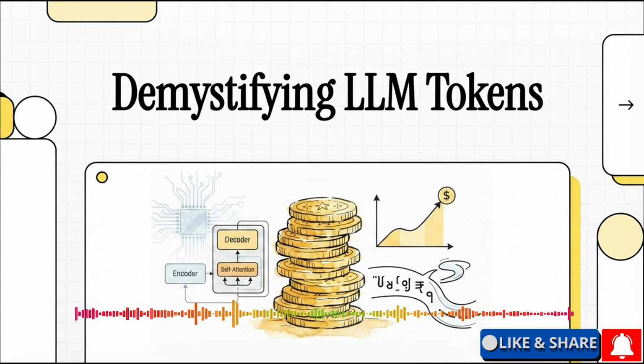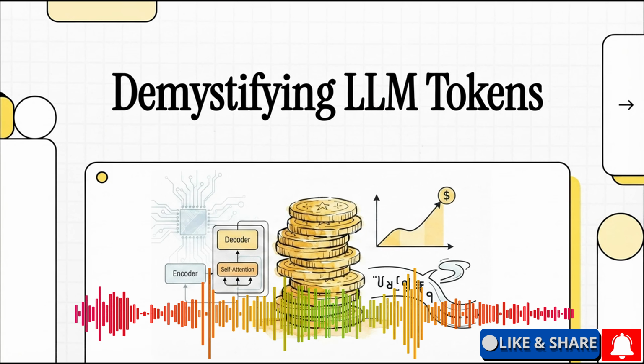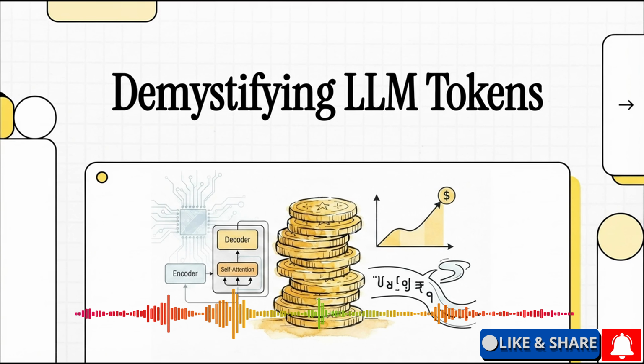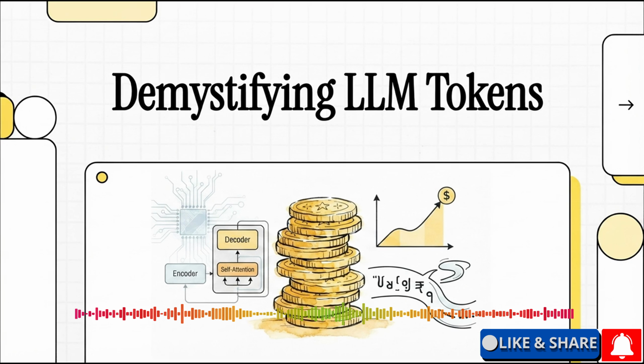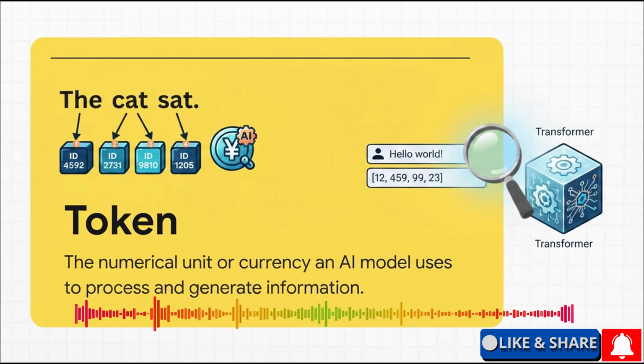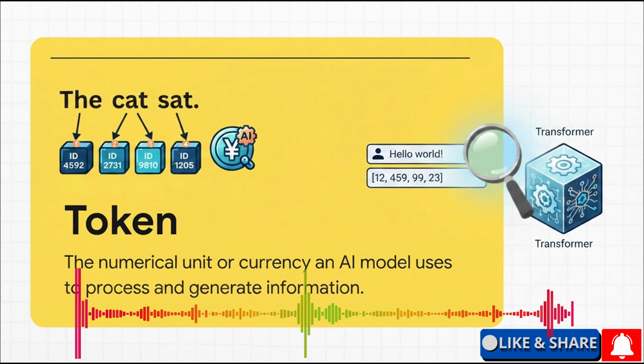Today, we're totally demystifying LLM tokens and taking a deep dive into the inner workings of large language models. We're going to uncover how they actually process information, generate text, and crucially, how they rack up your API costs. If you've ever built an AI application and wondered what is actually happening inside that black box, you are absolutely in the right place. Let's just jump right in by defining our absolute most crucial term, the token.